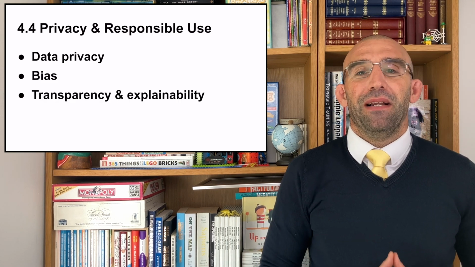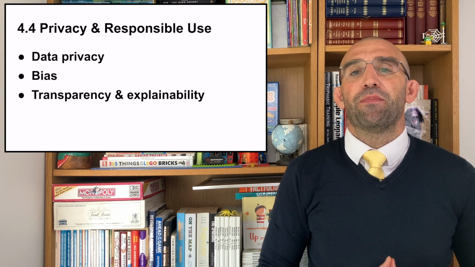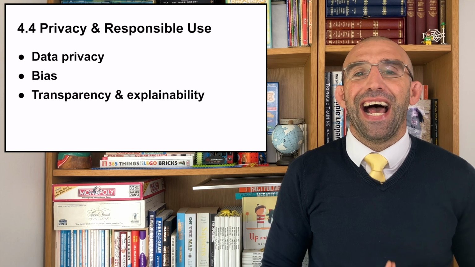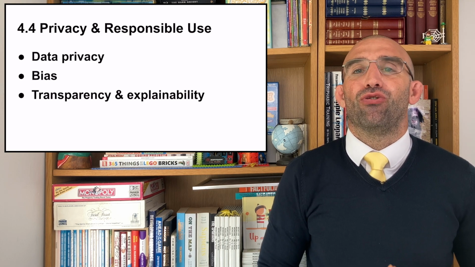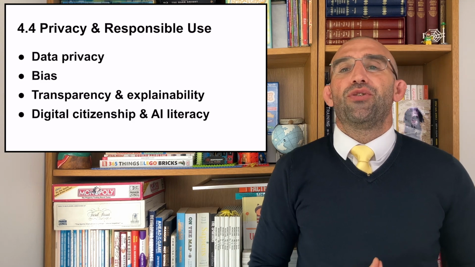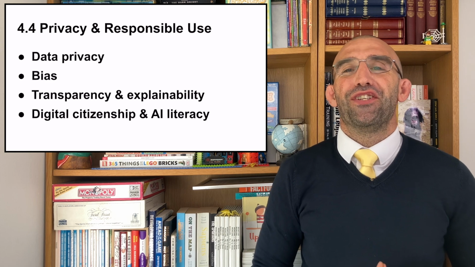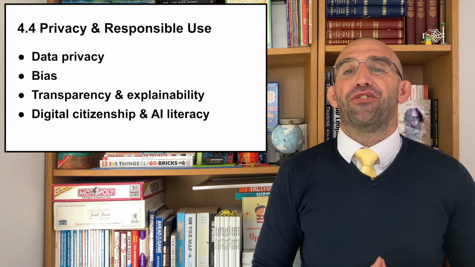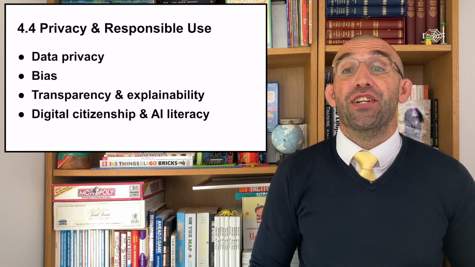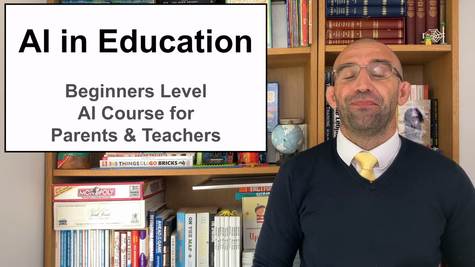Transparency and explainability. As users of AI tools, we should demand a level of transparency that allows us to understand how and why an AI made a particular decision, especially when it impacts a student's learning path or assessment. Digital citizenship and literacy. Educators also have a crucial role in teaching students about AI, how it works, its potential and its ethical implications. This builds AI literacy, empowering the next generation to be responsible users and creators of AI.